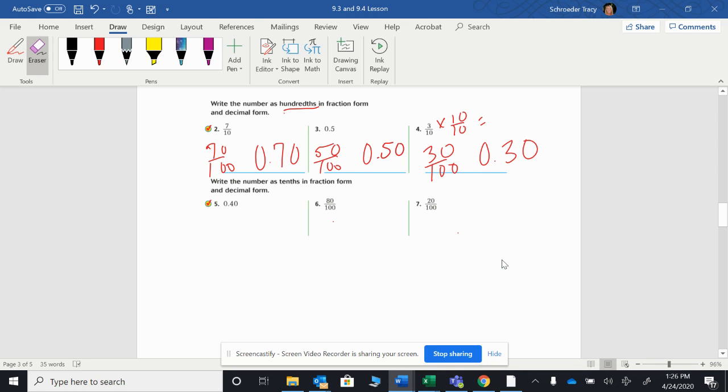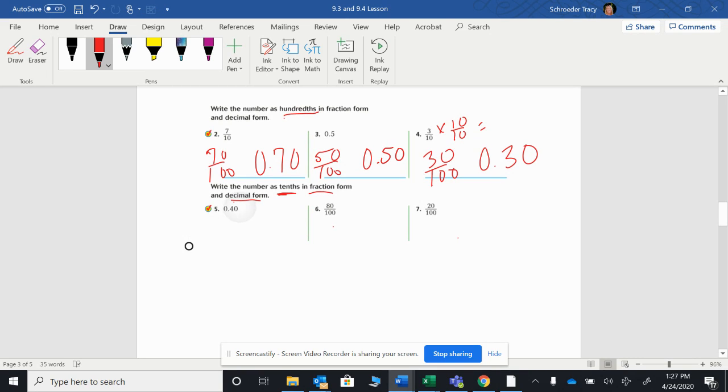All right, we're going to continue with the lesson on equivalent fractions and decimals with tenths and hundredths. In this case, for number 5, we want to write it as tenths in fraction and decimal form. Right now it's 40 hundredths. So if I write it only in the tenths place, it means I don't need the 0. So technically I have 4 tenths as a decimal or 4 tenths as a fraction.